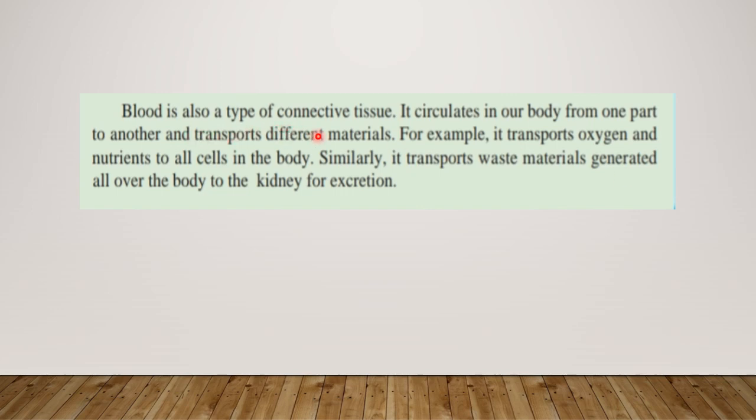Blood is also a type of connective tissue. Obviously, there is a connection, because it has to send oxygen and nutrients throughout the body. It circulates in our body from one part to another and transports different materials. For example, it transports oxygen and nutrients to all the cells in the body. Similarly, it also transports the waste material generated all over the body to the kidney for excretion. So blood is also a type of connective tissue.